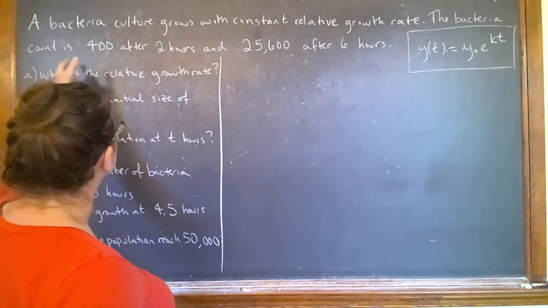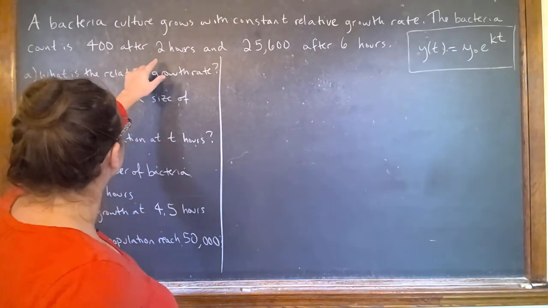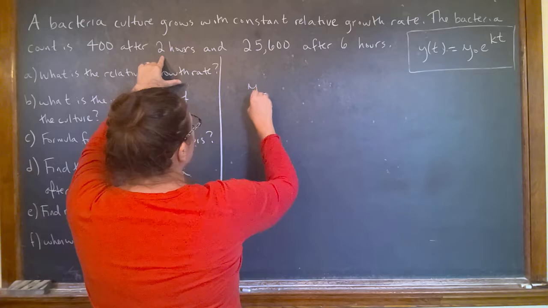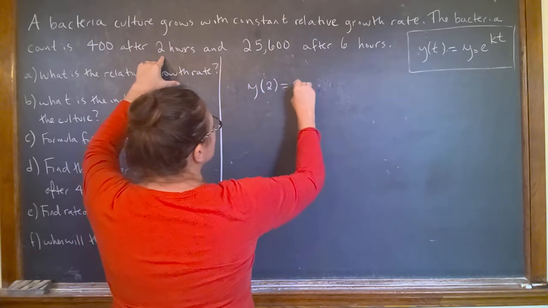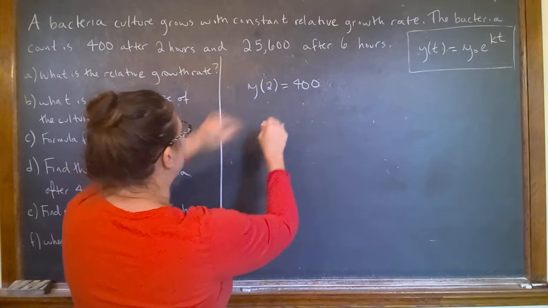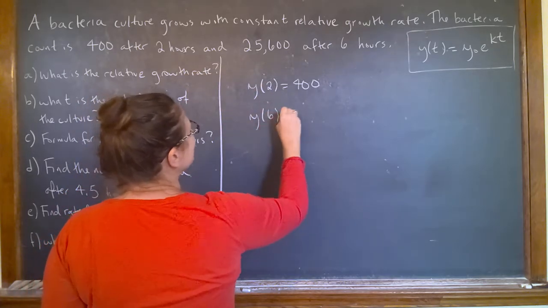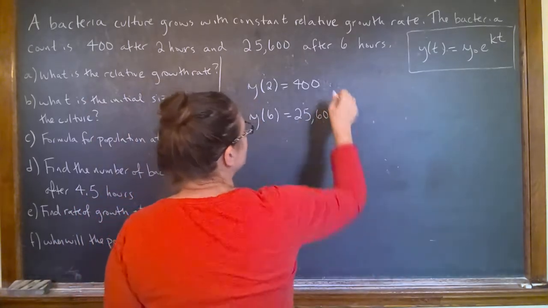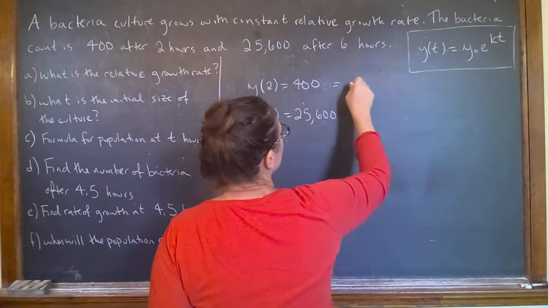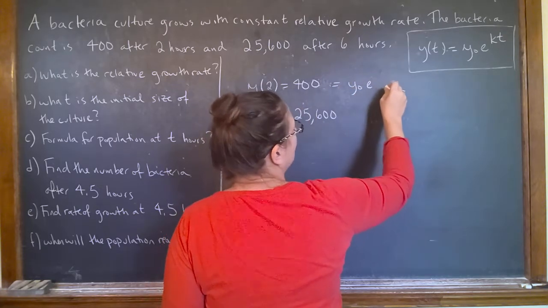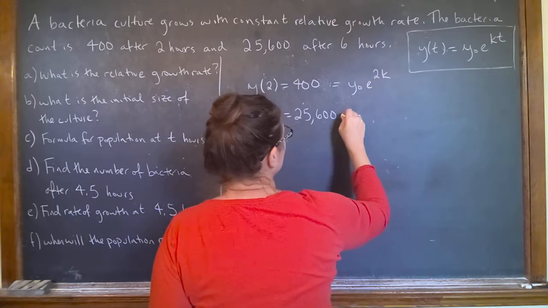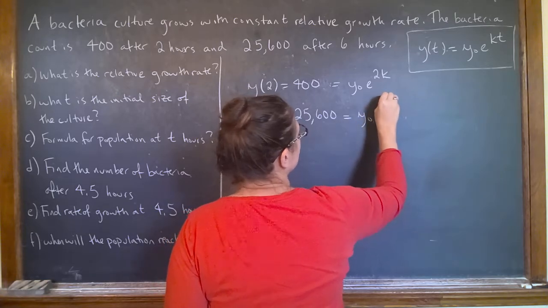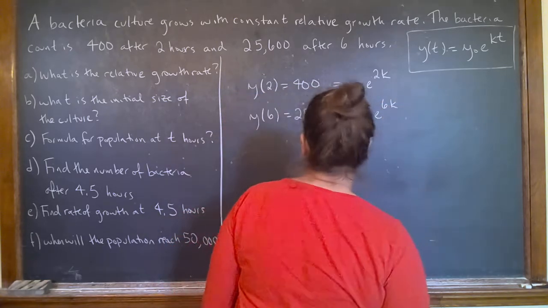So you have two different points. You know that this guy is Y and this guy is T. So you know that Y at 2 is 400, and you know that Y at 6 is 25,600. So we can just use these two equations. We have two equations, and we actually have two unknowns, Y naught and K. So this would be Y naught e to the 2K, and then at 25,600, it's Y naught e to the 6K, because it was T equals 6.